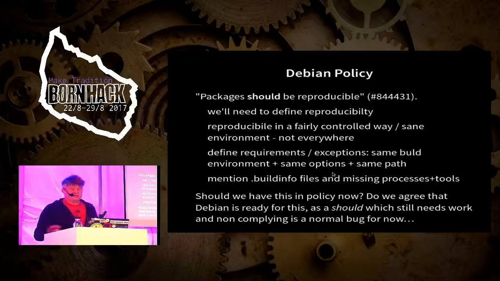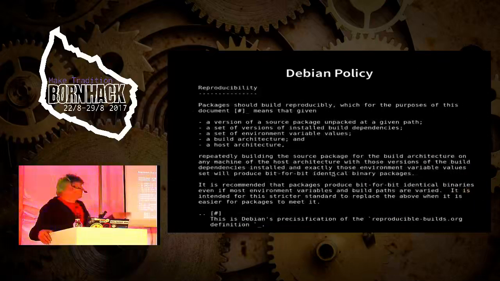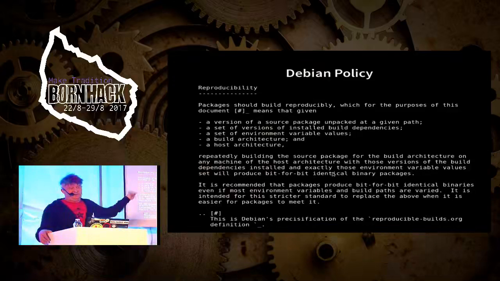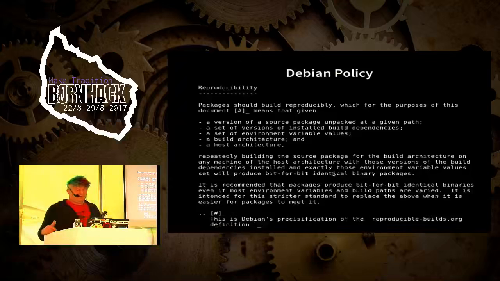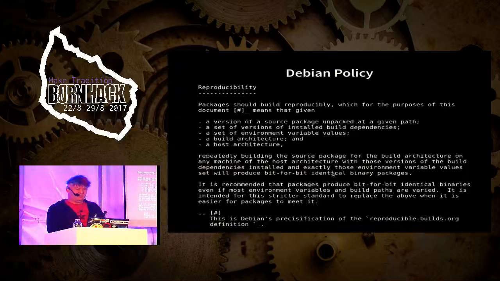So now we changed policy to say these packages should be reproducible, which means for the policy document, it's basically a repeat of our definition. And then it says that packages should, if they are built, be bit by bit identical. Can you read this? Shall I read this aloud? Do you care about the exact text?